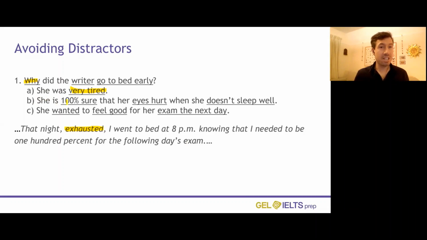So we can see here it says she is 100% sure that her eyes hurt when she doesn't sleep well. But if we look at this, we can see 100%. So they look the same, but they have different meanings in these two sentences. In this one, she's 100% sure. That means she definitely knows. However, in this one here, she said that I needed to be 100%. Now, when you are 100%, that means that you feel good. You feel awake and, yeah, good. So 100% here and 100% here have two different meanings.